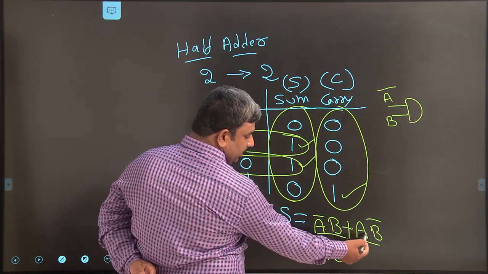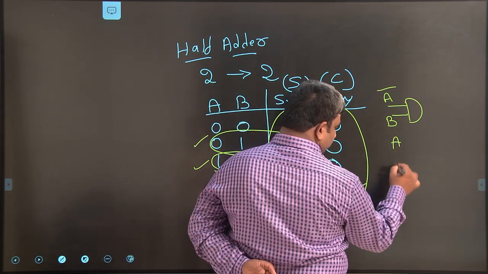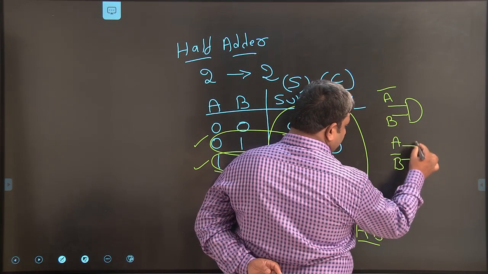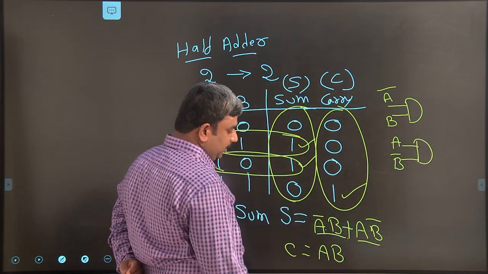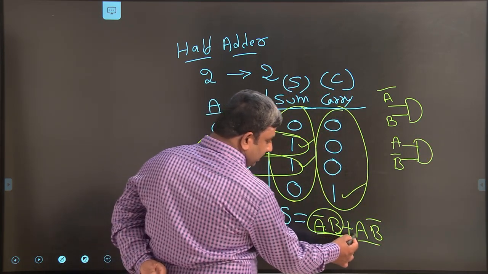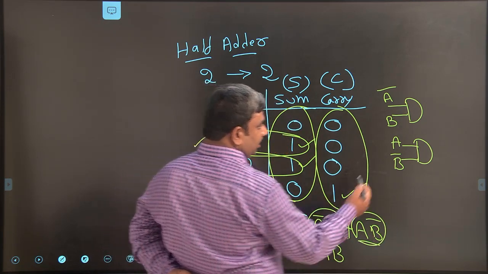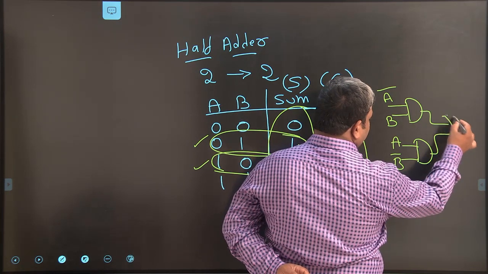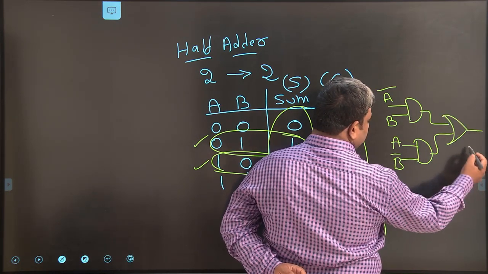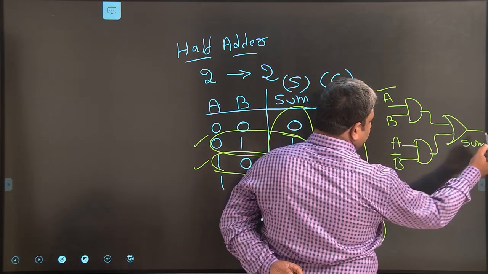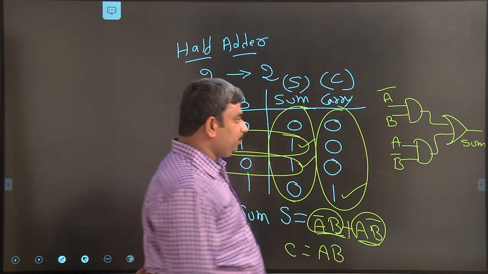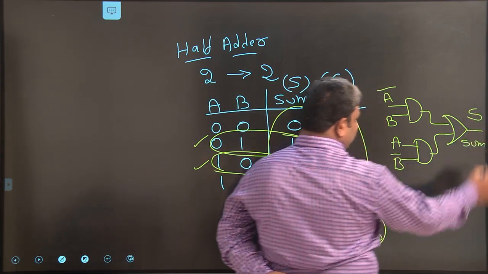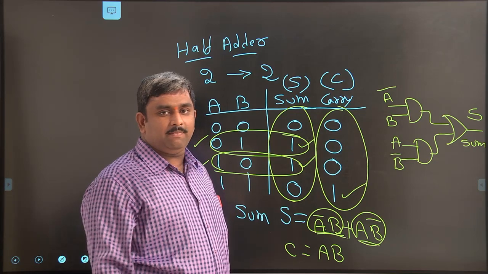Next, this one is over. Next, AB bar. First I have drawn this AND gate operation. This one is over and this one is over. Now, in between, the OR gate operation: these two AND gate outputs I have connected to an OR gate, and this is the final output. This is the sum output, which we represent with capital S. Okay, so this is a sum operation.